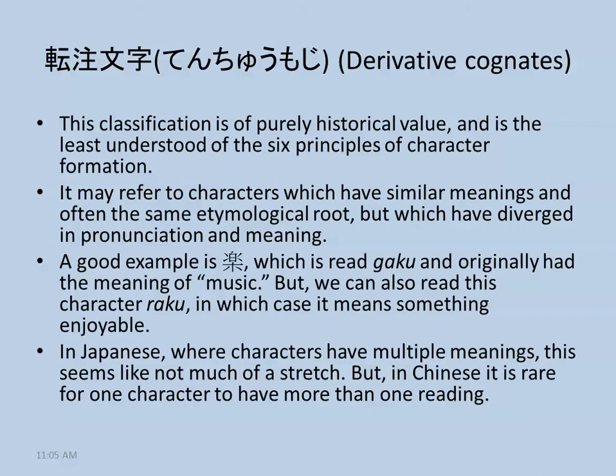So for example, this character here, which is read gaku, or can be read gaku amongst other readings, and originally had the meaning of music, now can also be read raku, in which case it means something that's enjoyable. Really two dramatically different readings and meanings. In Japanese, where these characters have multiple meanings, we think, well, yeah, okay, that happens relatively frequently when you get deeper into Japanese. But in Chinese, it's really rare for one character to have more than one reading and more than one meaning.